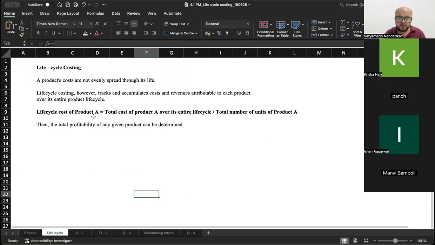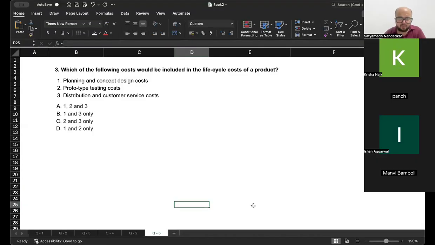And what is life cycle cost of product A? Total cost of product A over its entire life cycle divided by total number of units of product A. Now, the numerical questions on life cycle costing don't tend to be very tough, because the formula is very simple. If they want to throw some googly at you, it will be done through theory based questions or conceptual questions. Calculation is the easiest thing that you can do in life cycle costing. We will practice one question, but I don't expect too many numerical questions coming from this unit. Okay, have a look at this one.